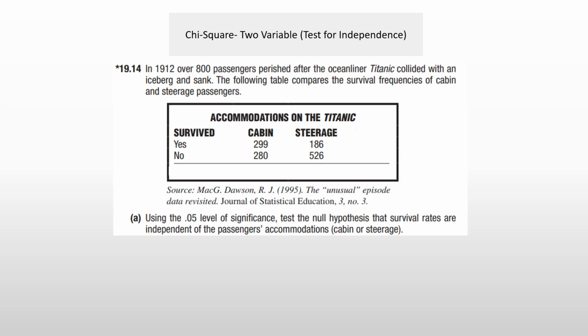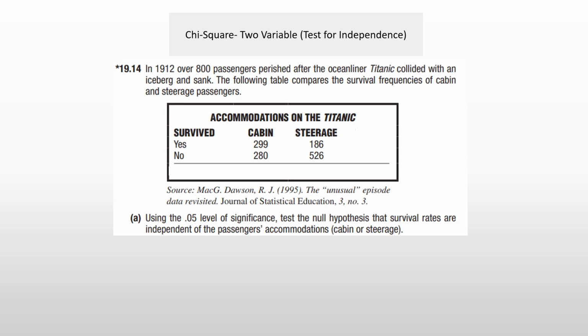Welcome back. Today we're going to be talking about the chi-square test. There are two versions of this: the one variable one and the two variable one, which you'll be looking at in this video. You can find the one variable one in another video. The two variable one is also called the test for independence. This is an example of the two variable one.